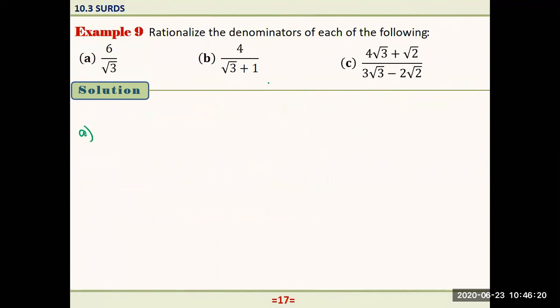To do this, we should just multiply the denominator by its conjugate. So the first one here we have 6 over square root of 3, right? The conjugate of square root of 3 is square root of 3. So I will multiply the numerator by square root of 3 and the denominator by square root of 3, which gives square root of 3 times square root of 3, that's equal to 3. And 6 divided by 3, that is 2 square root of 3.